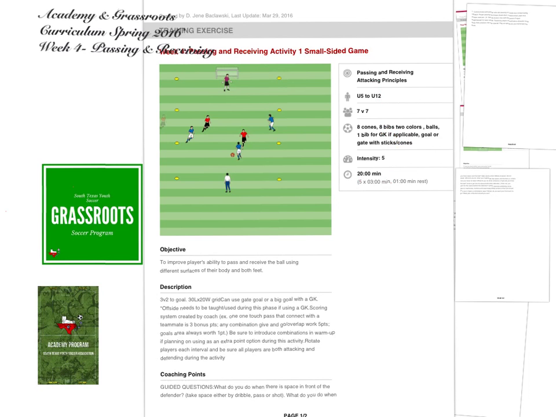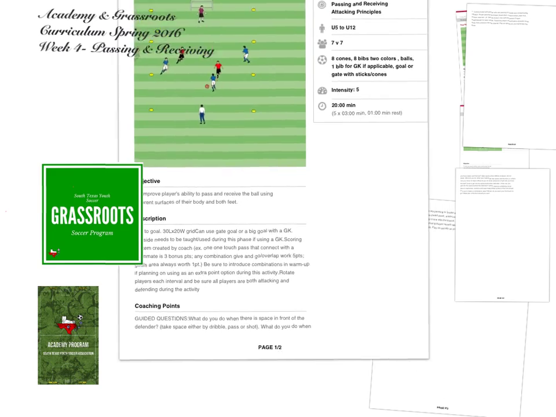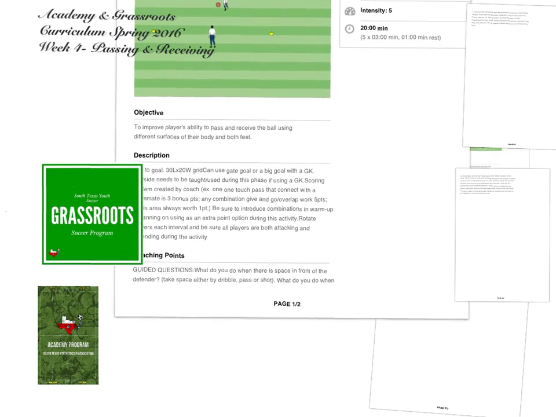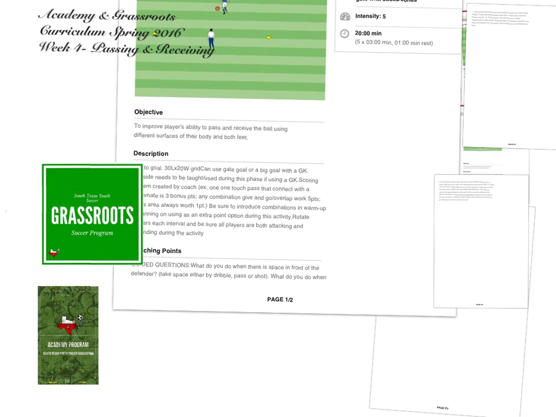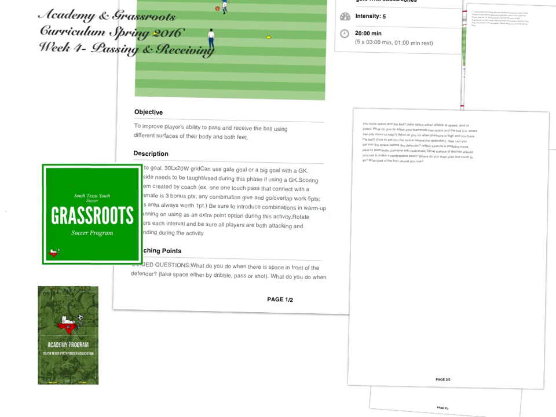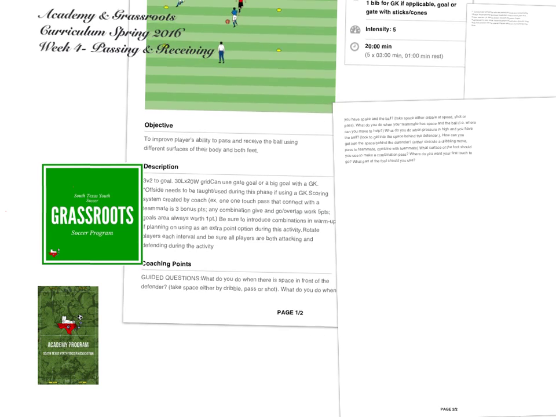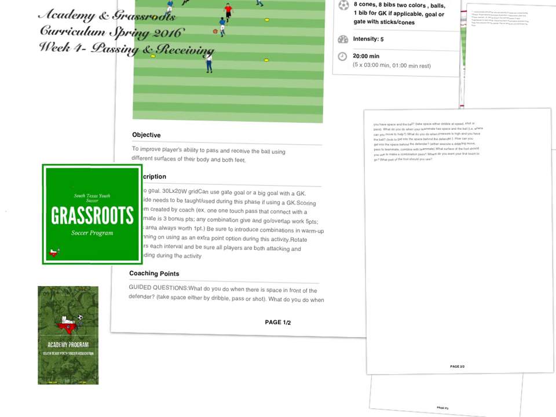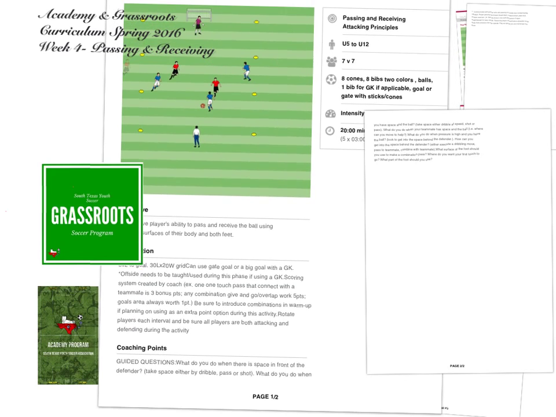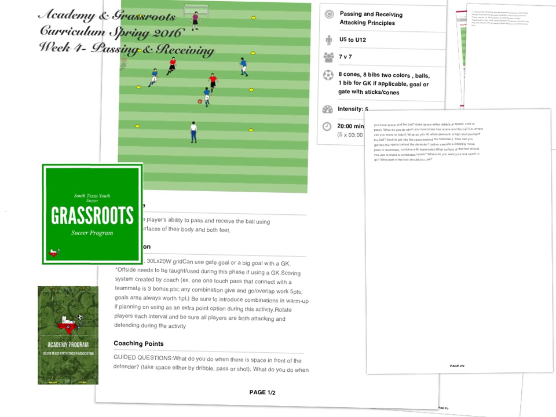Let's talk about the coaching points. I like to have my coaching points written down as guided questions. I feel like it helps me prepare for the session and what kind of things might happen. So I've written some guided questions that might be presented in this activity, which you could use with your players. So, for example, number 1, you can ask your players or look for moments of asking them, what do you do when there's space in front of you and the defender? So the answer would be, you take your space either through the dribble, a pass, or shot. So if you have time, take it.